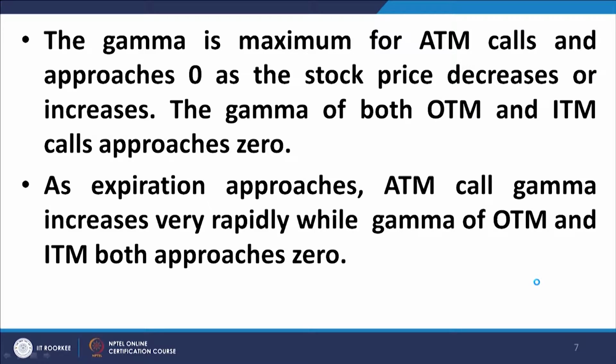Long options have positive gammas, short option positions have negative gammas, and the gamma of out of the money options as well as the gamma of deep in the money options approaches 0, and gamma has a maximum value more or less close to the exercise price of the option, in other words, for at the money options.